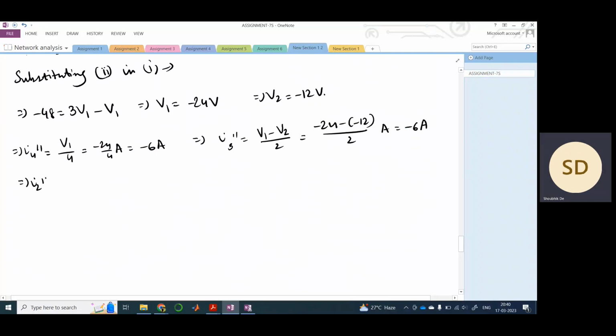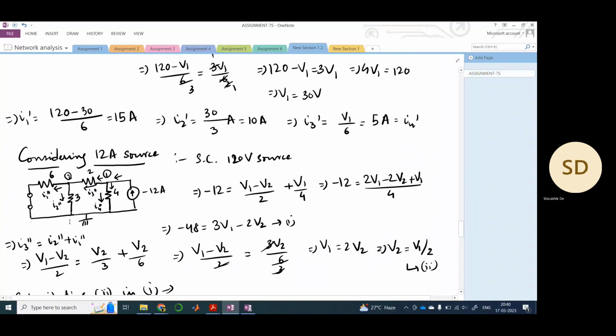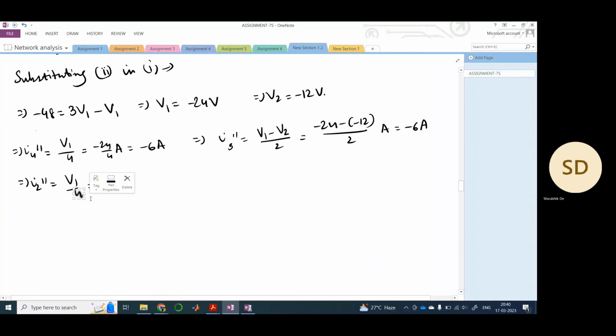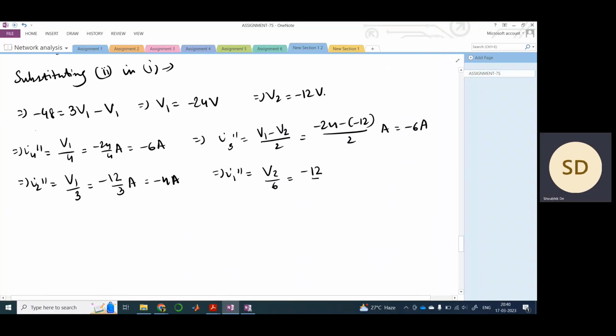Then I2 double dash would be what? V1 by 4. Sorry, not 4, right? I2 is 3. V2 is how much? Minus 12 by 3. This is minus 4. And I1 is finally V2 by 6. Therefore, minus 12.